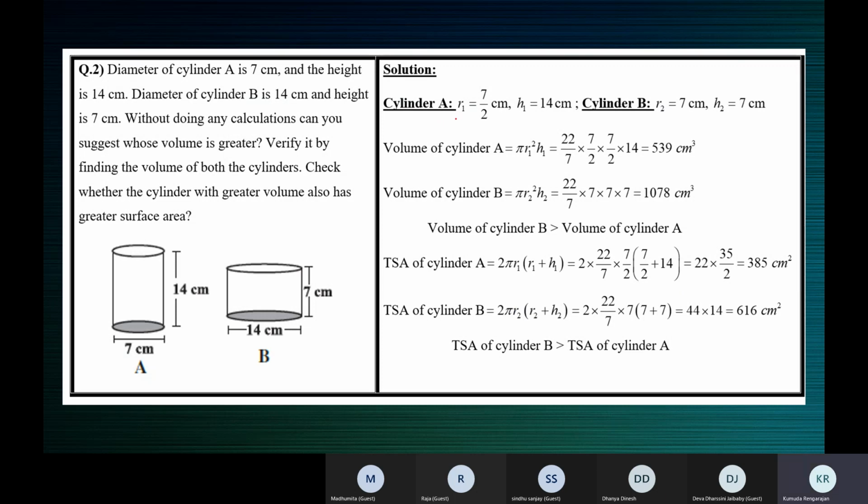Cylinder A, R1 is 7 by 2 because diameter is 7, radius 7 by 2. H1 is 14. Cylinder B, R2, the radius is 14 by 2, 7 centimeters. Height is 7. So just modify the formula. Pi r square h should be written as pi r1 square h1, pi r2 square h2. This one is 2 pi r1 into r1 plus h1, 2 pi r2 into r2 plus h2.